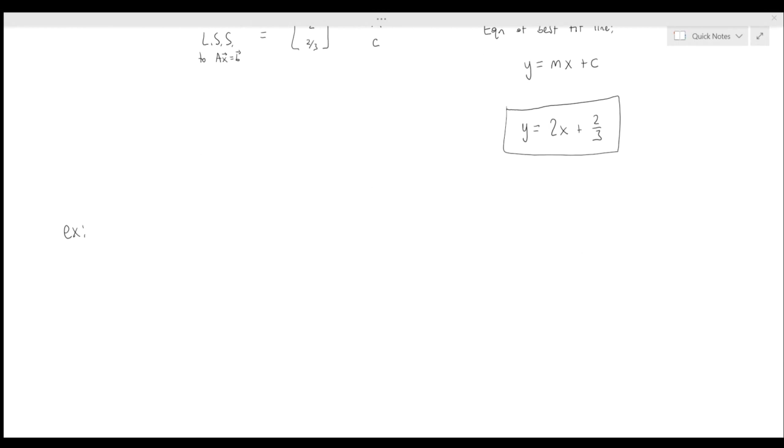Yeah, so the data points are used to come up with the Ax equals b equation. And then from there, you will create the normal equations to get the least square solution, okay?